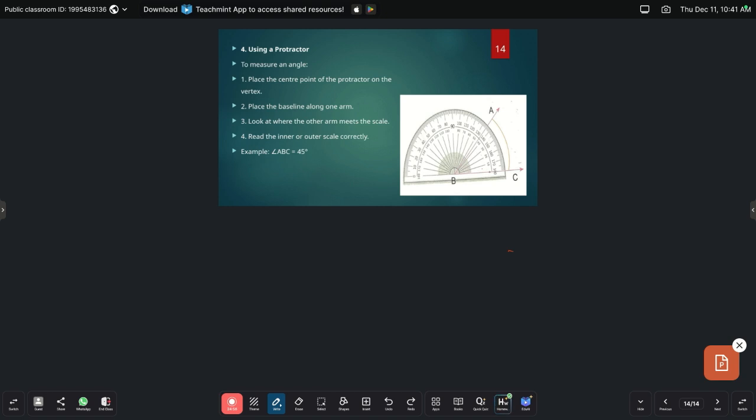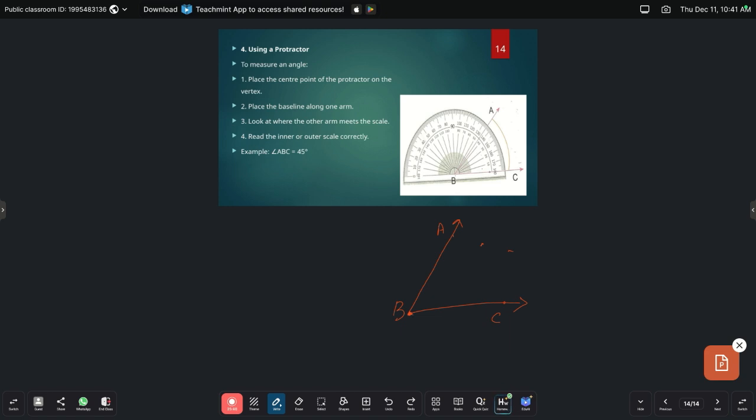Now I'll show you how to use a protractor. As you can see from the figure, I have made an angle like this. Here it is A, here it is B, and here it is C. You can see that for this angle, first of all, we have to put the vertex. The vertex we have to put at the center point. Place the center point of the protractor on the vertex of the angle here. Got it? Now place the baseline.